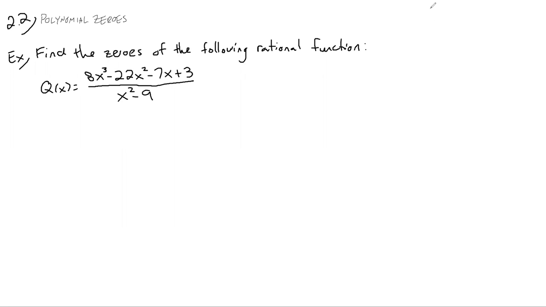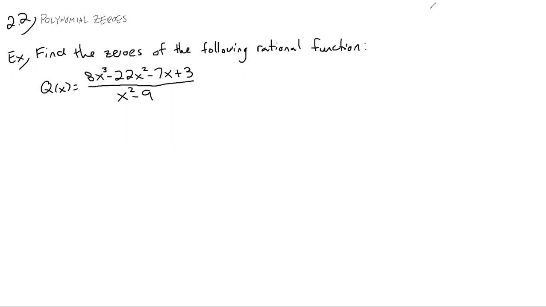Okay, so just to maybe make things a little bit more difficult, what we can do is look at finding the zeros of a rational function. A rational function is just one polynomial divided by another polynomial, like we have here. To find the zeros, for the most part, it's just the zeros along the top.